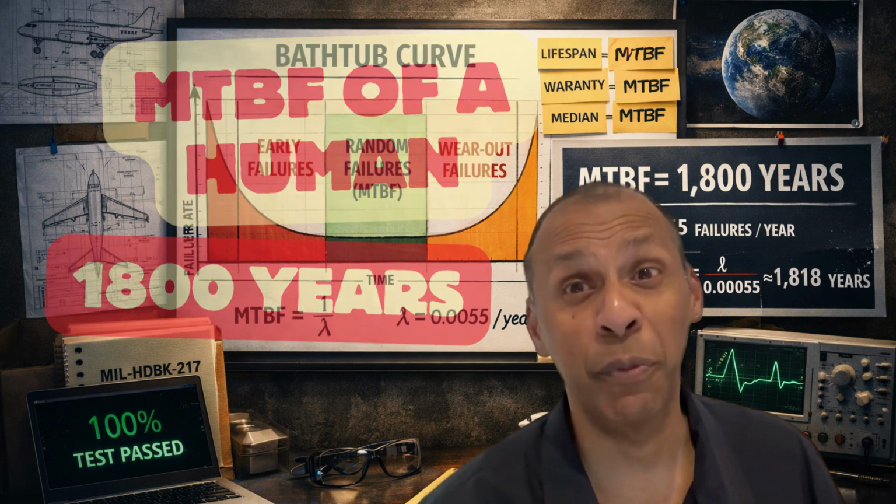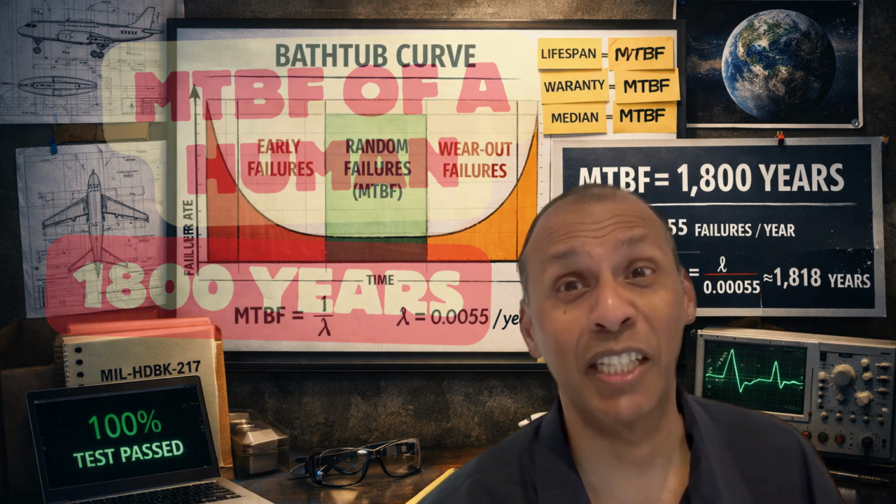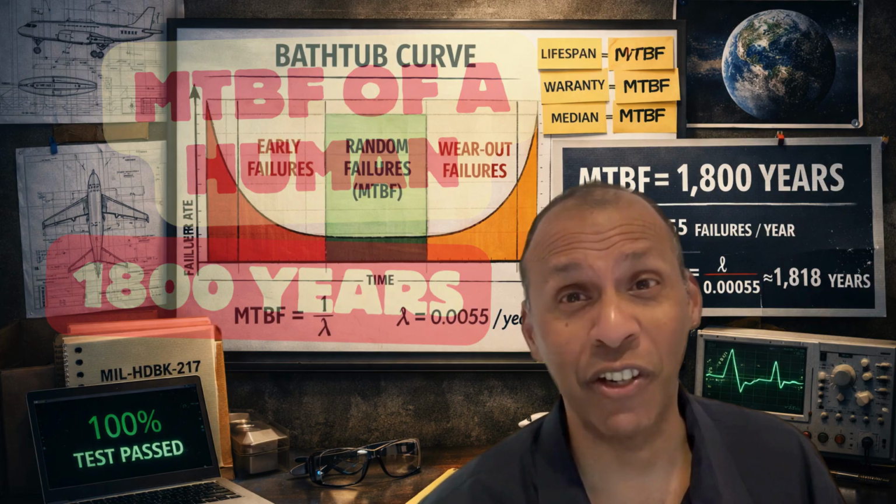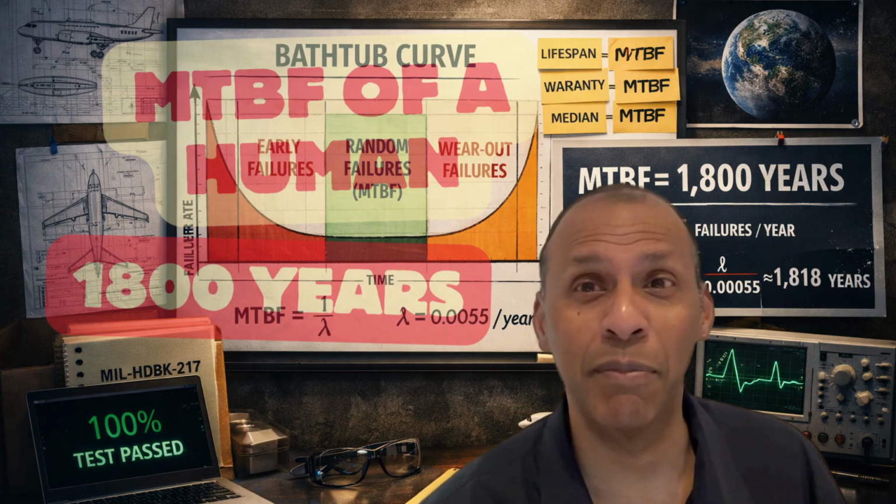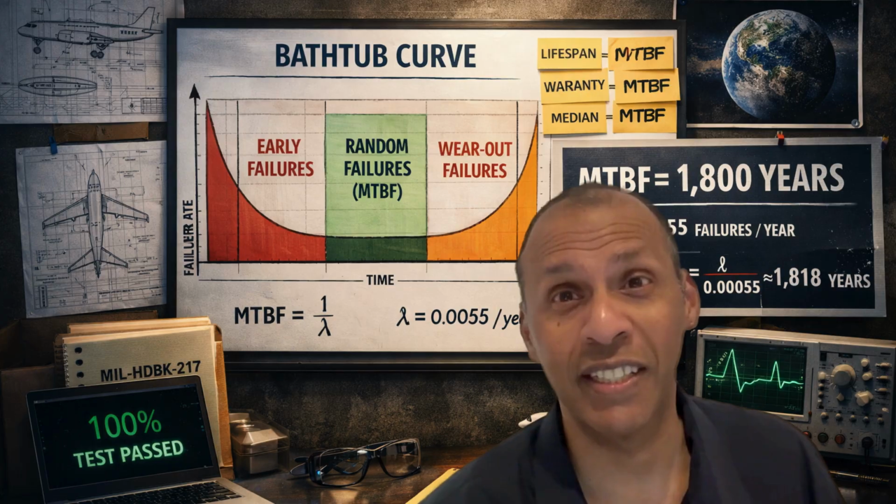The MTBF of a human is 1,800 years. Let me explain why. If this number is wrong, half the engineering world is using MTBF incorrectly. Give me 2 minutes and I'll prove it.